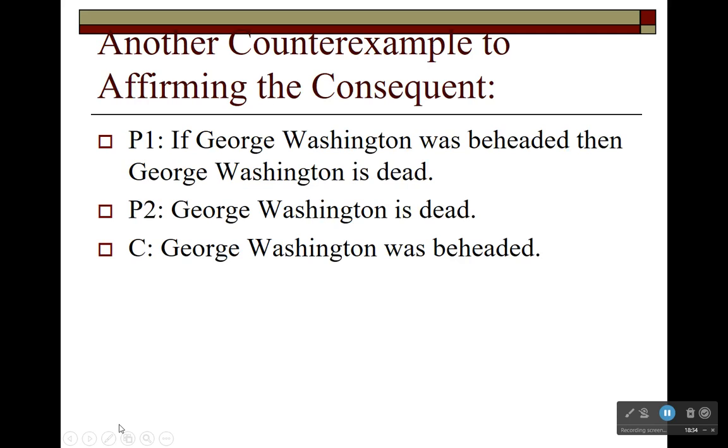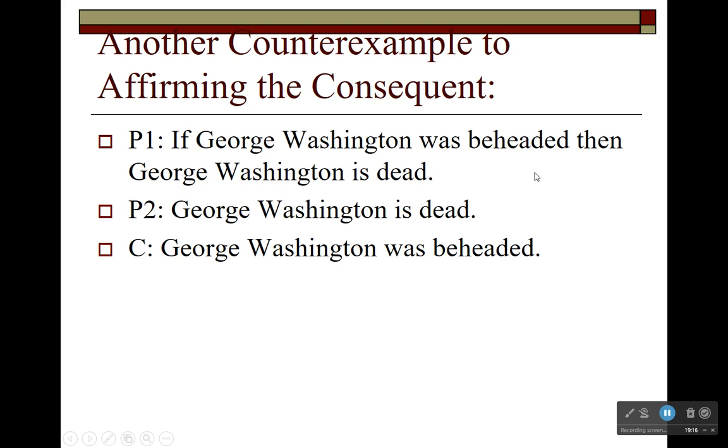Here's another counterexample to the form of argument affirming the consequent. Again, affirming the consequent is any argument of this form: if P then Q, Q therefore P. Here's an example, again, where the premises are true but the conclusion is false. The form of this argument is if P then Q, Q therefore P. For the variable P, we would substitute the statement George Washington was beheaded. And for the variable Q, we would substitute the statement George Washington is dead.